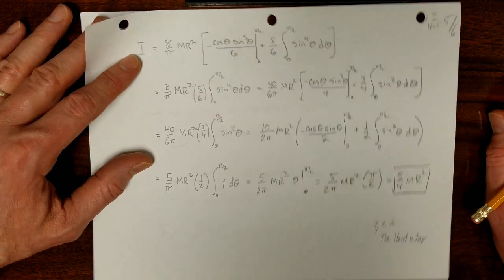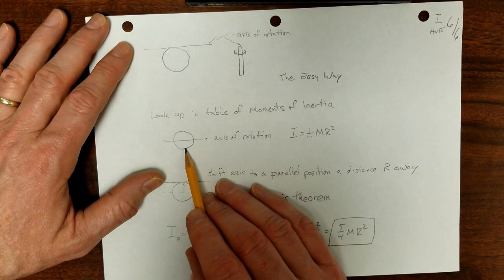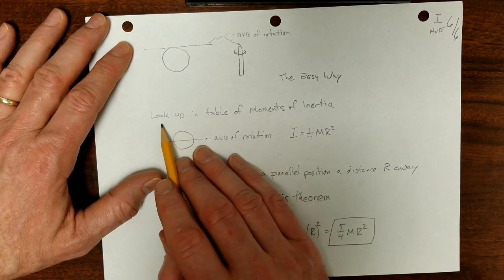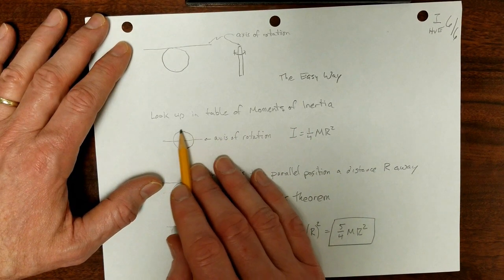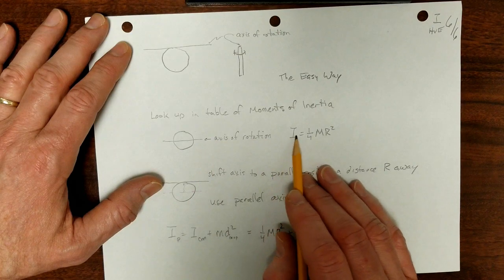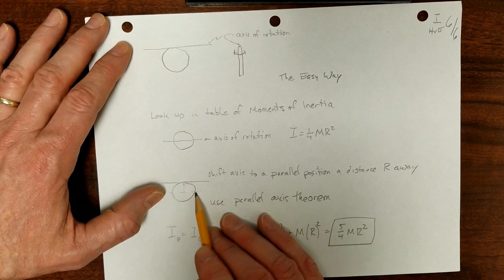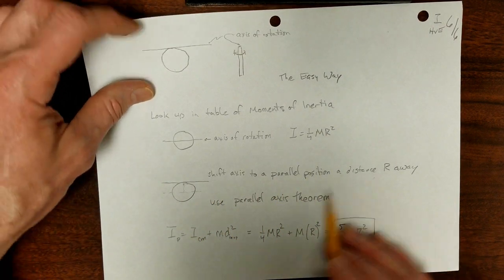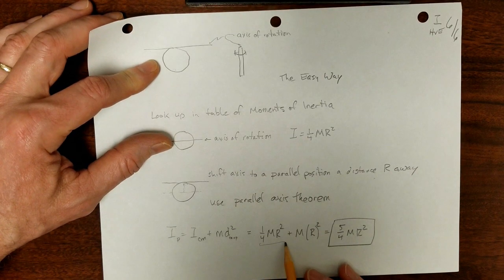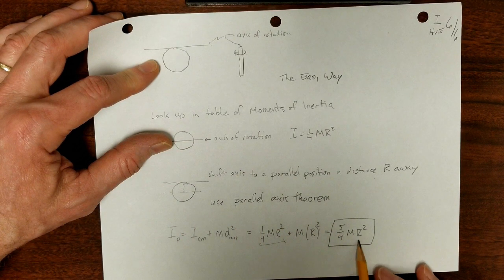Now let's do it the easy way. So I have a disk here, and I'm going to use the parallel axis theorem. So I'm going to look up the moment of inertia of a disk rotating about its central axis, and it's 1/4 mr squared. I'm now going to shift the axis from the middle to this point right here. So to shift the axis using the parallel axis theorem, we end up with the moment of inertia about the center of mass plus mr squared, because I moved the axis a distance r, and we end up with 5/4 mr squared.